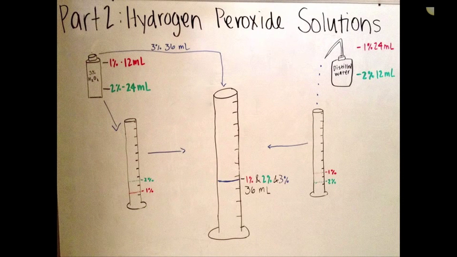Part 2. Making hydrogen peroxide solutions. There are 2 solutions that need to be made, 1% and 2%. To make the 1% solution, 12 milliliters of 3% hydrogen peroxide are needed, and for the 2%, 24 milliliters are needed. For the 1% solution, 24 milliliters of distilled water are added, and for the 2%, 12 milliliters of distilled water. The total volumes for both should equal 36 milliliters. The 3% hydrogen peroxide solution is the stock solution.